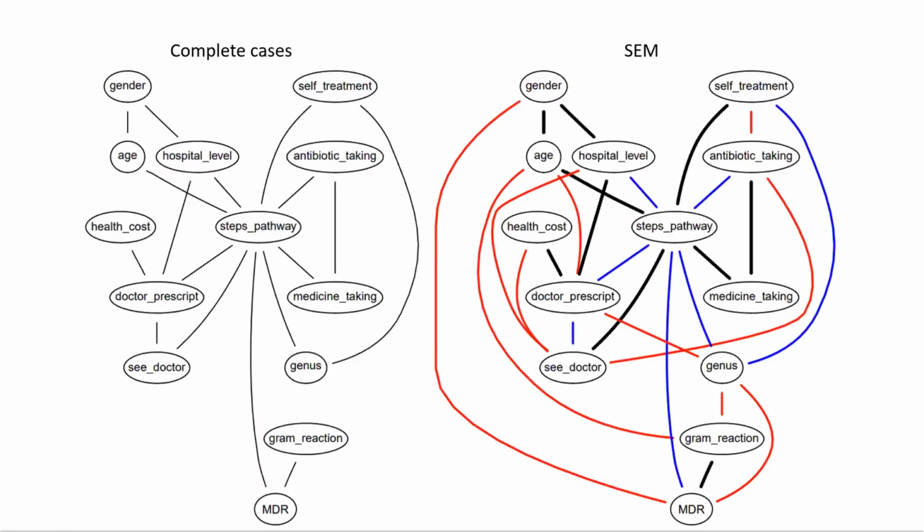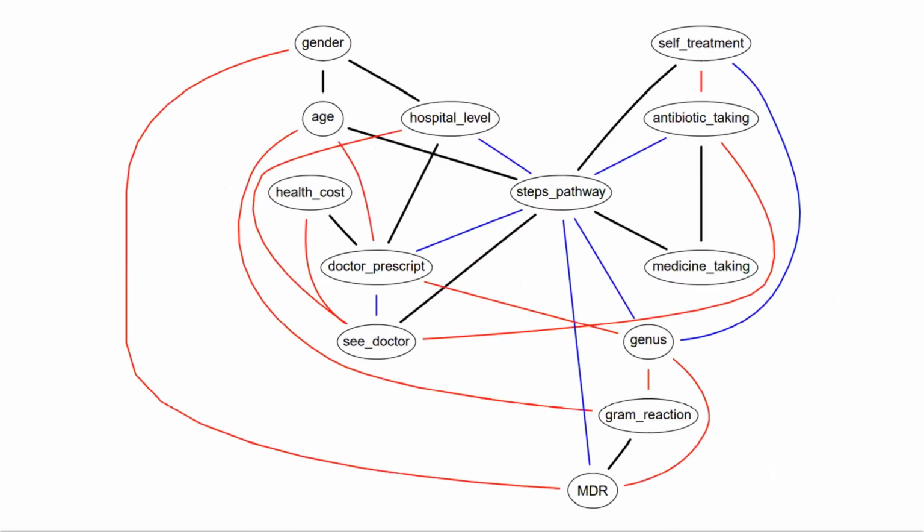We learned the structure from complete cases and applied the SEM algorithm to the antimicrobial resistance data. This is the comparison between these 2 networks. The red arcs are additionally found by the SEM algorithm, and the blue arcs are additionally found by complete cases. If we take a look at the red arcs, we can see that the arcs additionally found by SEM are more biologically reasonable, especially the arcs between bacterial genus and gram reaction, and the arc between genus and multiple drug resistance. This is also consistent with the findings from our simulation study. That is, the SEM algorithm can better reveal the true structure from incomplete data.